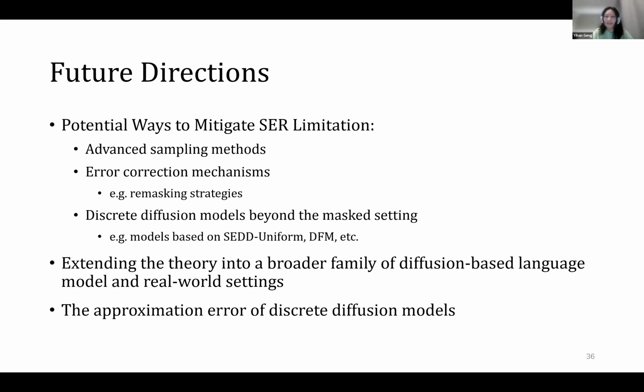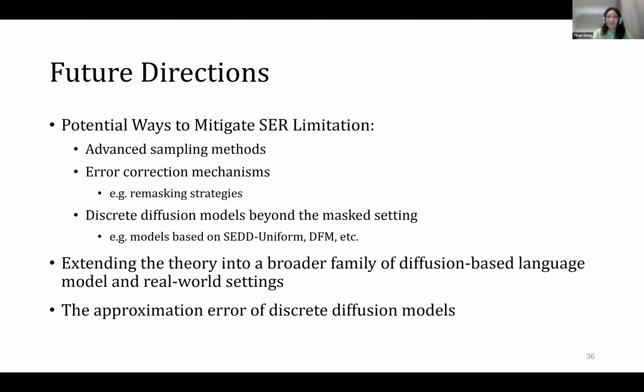And beyond this, other discrete diffusion models beyond the mask setting, such as SEDD uniform and DFM, may present potential solutions. Looking ahead, there is a broader theoretical and empirical question: what is the efficiency-accuracy trade-off of a broader family of diffusion-based language models in real-world settings? Extending our theorems to address this question is also an important path for future research.